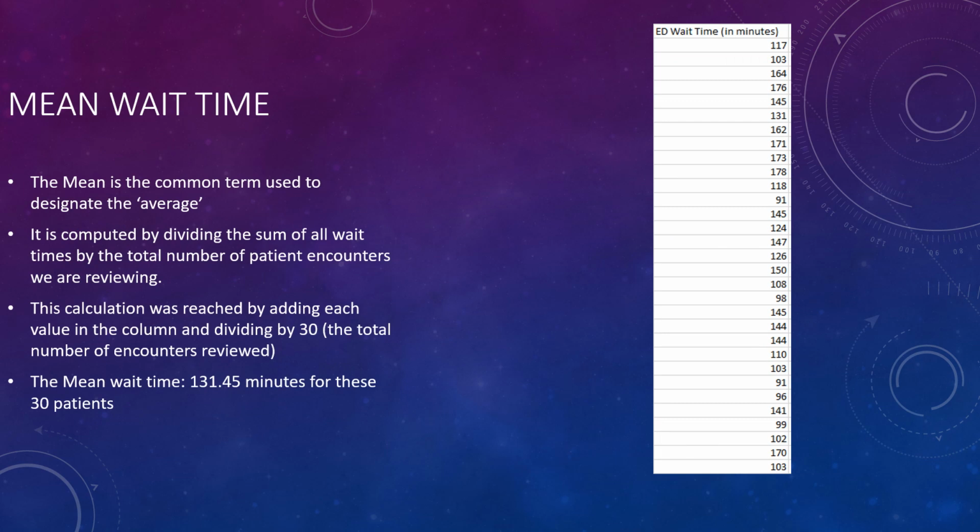The first method used to evaluate the data is the mean, which is commonly used to designate the average. This is computed by dividing the sum of all of our wait times by the total number of patient encounters we are reviewing. This calculation was reached by adding each value in the column and dividing by 30, the total number of patients. The mean wait time we came up with was 131.45 minutes for these 30 patients.